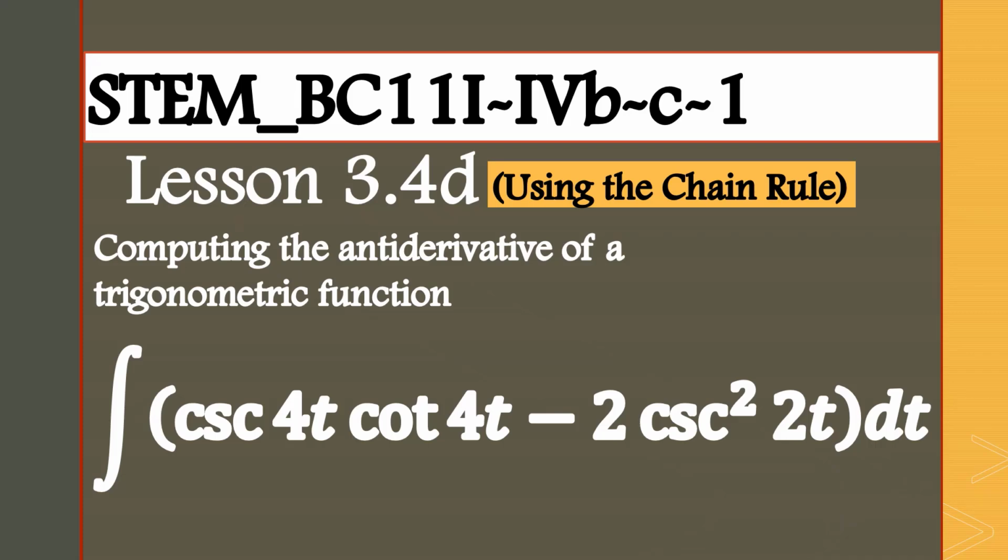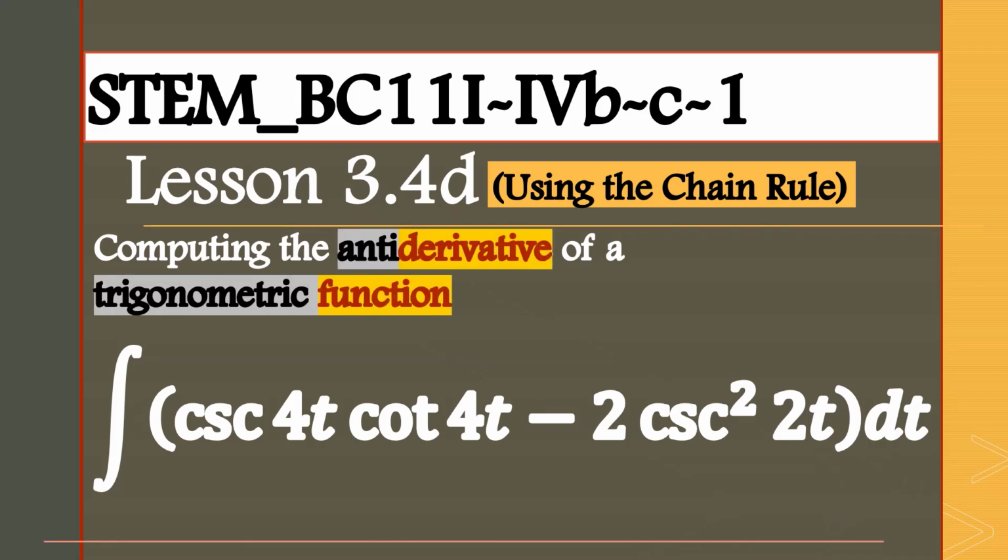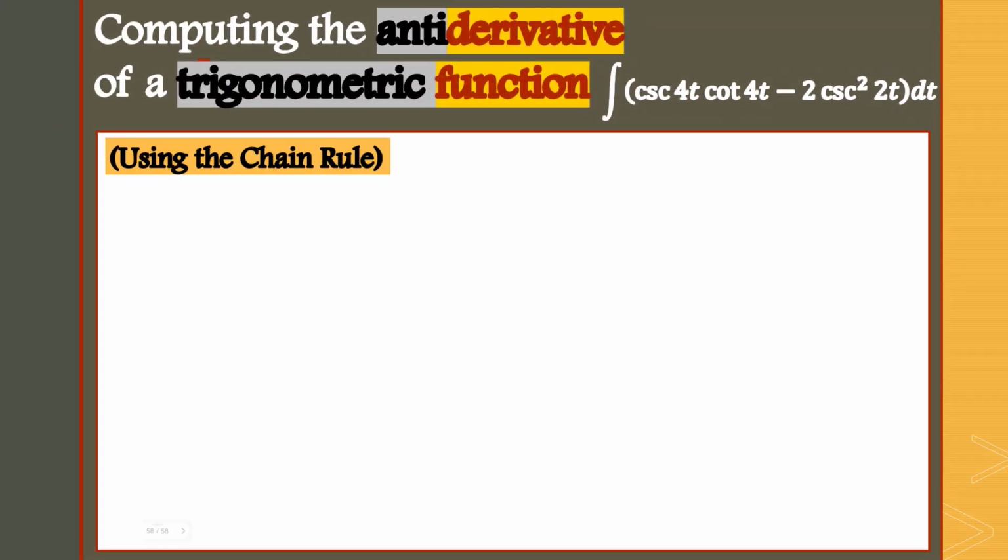Let's compute the antiderivative of this given trigonometric function using the chain rule. Now, when you look at the given, it's very important to understand that there are two of them. Okay, so this is our given. The integral of first, you have your cosecant 4t times cotangent 4t, and then you have here minus twice the square of cosecant 2t dt.